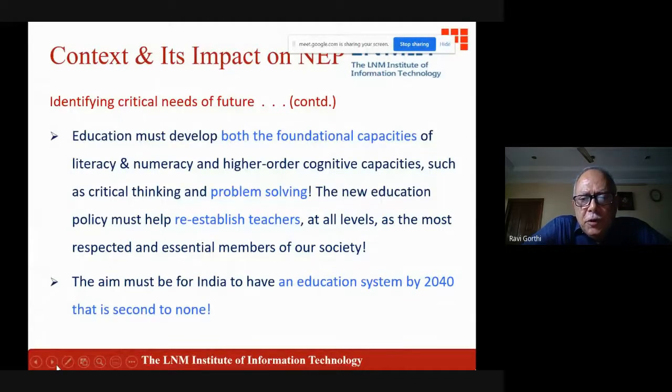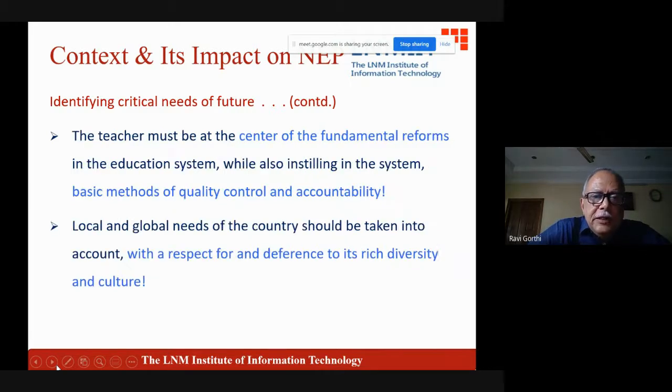The new education policy must re-establish teachers. There is a focus on education services, education as a public service. Let's wait and see, but these are the good things that we are hearing at the moment. The aim must be for India to have an education system, as I mentioned, in the vision. Teacher must be at the center of fundamental reforms, while the student learner is the center for the whole focus of NEP.